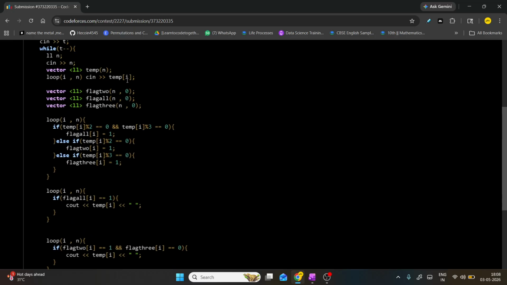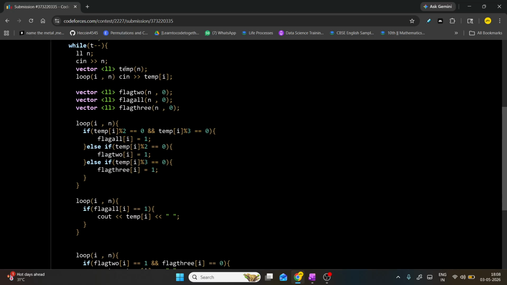Firstly, we took the input from the user. Then we made three vectors. One consists of all the elements which are divisible by only 2, one of all the elements which are divisible by 2 and 3, and all those elements which are divisible by only 3 will be stored in the other. Then we initialize the loop, and if the element is divisible by 2 and 3, then we add those elements in f of a. We flagged it to 1, so we can remember that element is divisible by both 2 and 3.